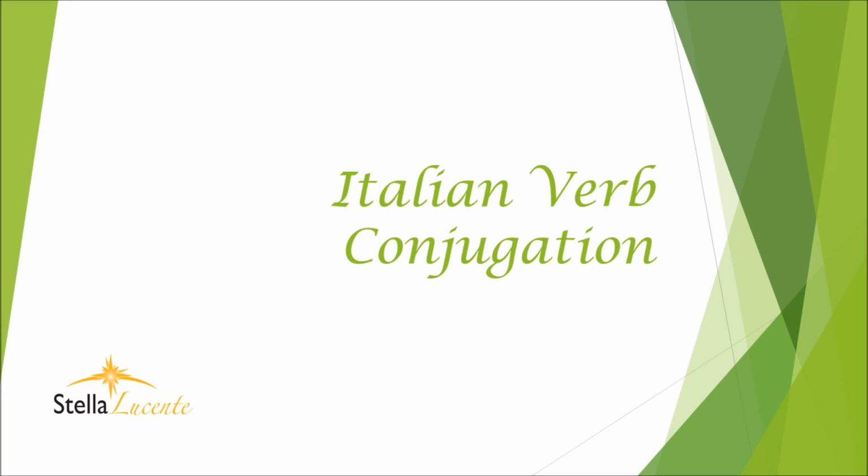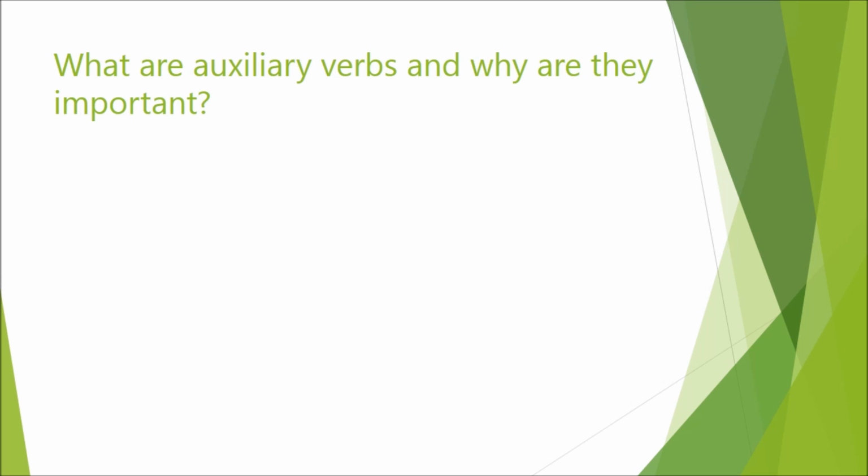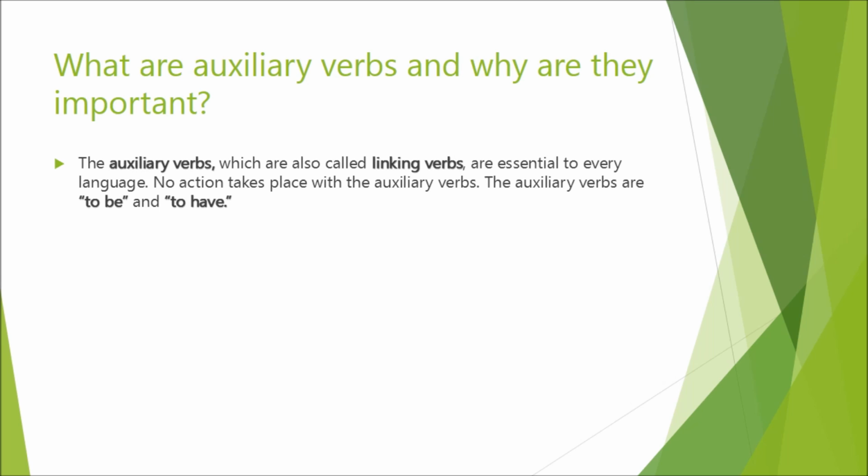Italian verb conjugation. How to conjugate the auxiliary verbs essere and avere. The auxiliary verbs, which are also called linking verbs, are essential to every language. No action takes place with the auxiliary verbs. The auxiliary verbs are to be and to have.